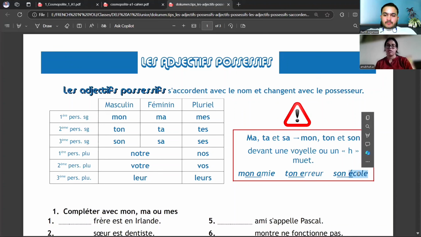And let's say starting with a vowel, so we will use mon or son. Here we can use ton also, like ton ami, your friend. These are just examples. We cannot use notre, votre, or leur because if we use notre, votre, leur, we will not be able to categorize. There is no point of categorizing them.